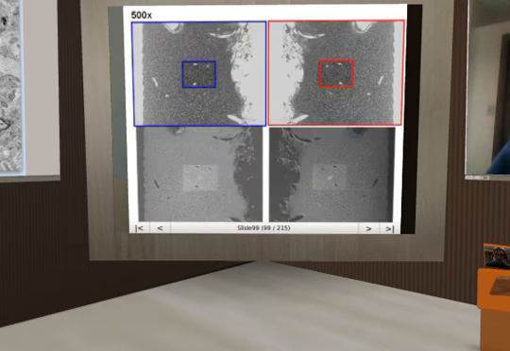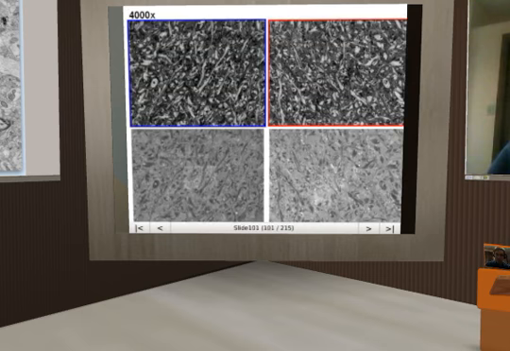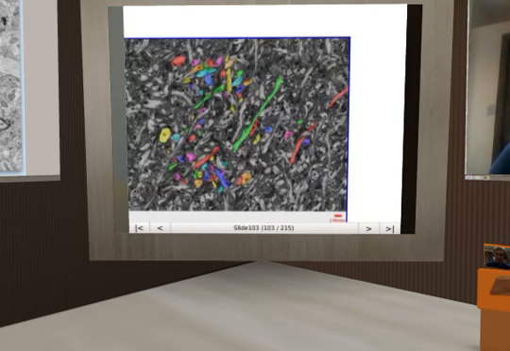This will become clearer as we zoom in. Above are the backscatter images. Below are the secondary electron images. Again, no surface damage. Zooming in again at 2000x, no surface damage. Zooming in again, no surface damage. And if I mirror reverse one of these and align it, it can demonstrate that it is easy to trace medium-sized dendritic processes from one to the other.